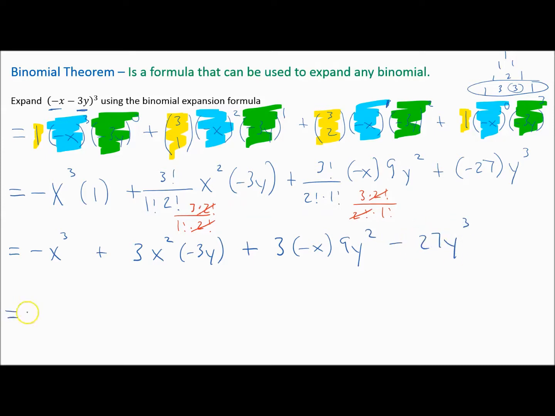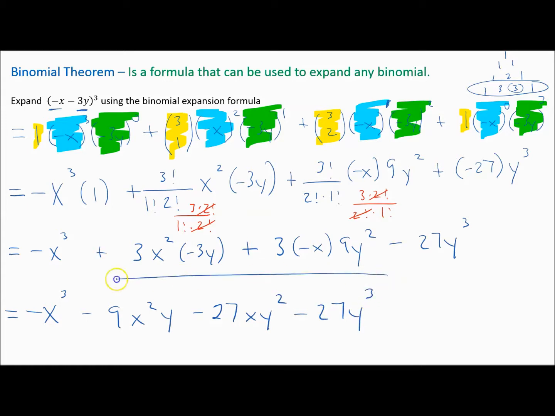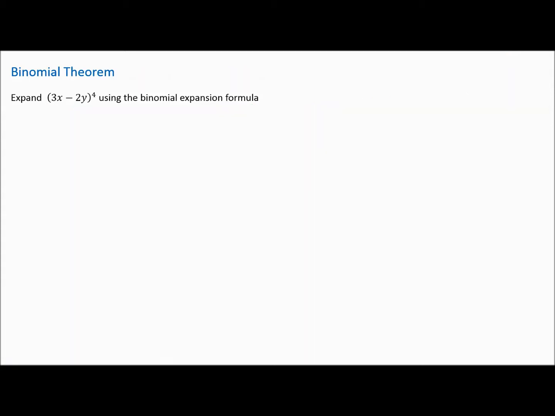We've got one more line to do. So it's negative x to the third. This 3 times this negative 3 is negative 9x squared y. 3 times a negative is a negative, 3 times 9 is negative 27xy squared, minus 27y to the third. And that is completely expanded using the binomial theorem. You could multiply that out 3 times. It might take just as long. But when you get to fourths and fifths, and even sixths and higher, you definitely want to use this formula. Definitely.